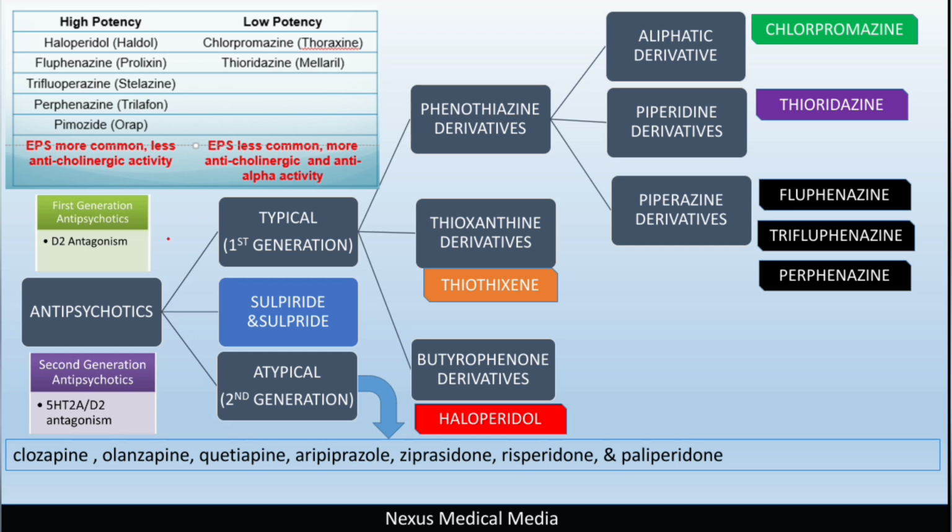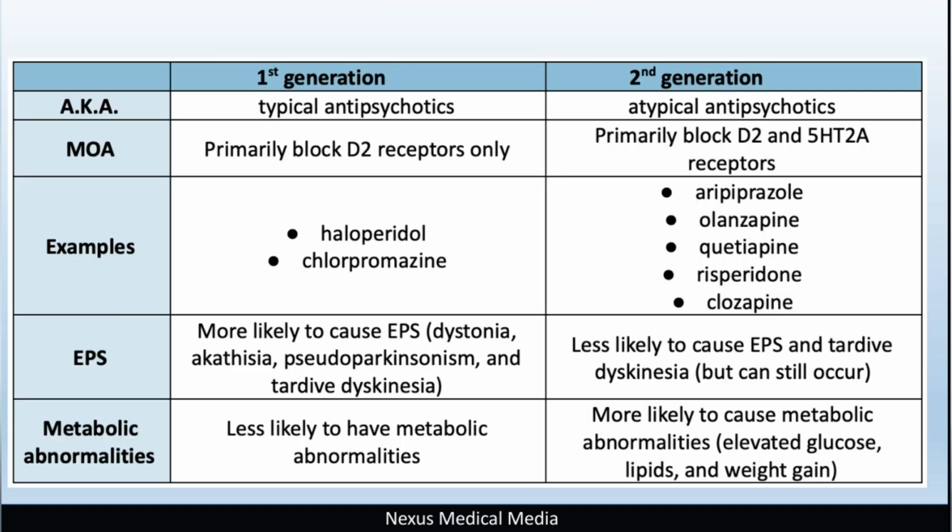Now let's have a general review, and we'll talk about these drugs in upcoming videos. This is just a summary of everything that I just talked about. The first generation are also called typical antipsychotics. They mainly block D2 receptors, and the examples are haloperidol and chlorpromazine. They are more likely to cause extrapyramidal symptoms like dystonia, akathisia, pseudoparkinsonism, and tardive dyskinesia. First generation are less likely to have metabolic abnormalities.